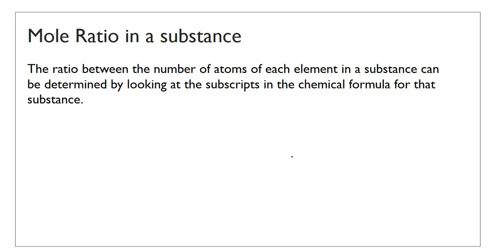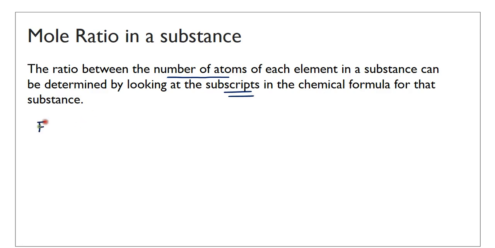So this video is going to be a continuation of the mole and mass calculation, specifically the questions relating to the use of mole ratio in a substance. This is only one example of mole ratio. There is another one that we're going to talk about next semester. But in this particular case, you can think of mole ratio as the ratio between the number of atoms of each element in a substance. And it can be determined by looking at the subscripts in the chemical formula for that substance.